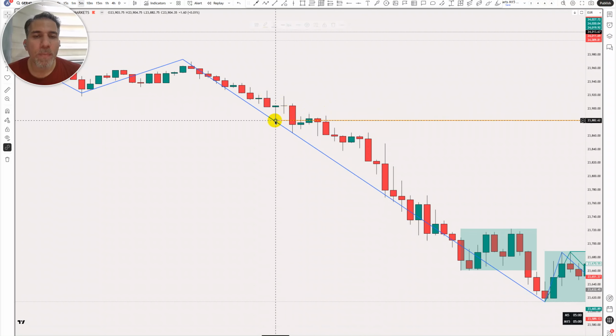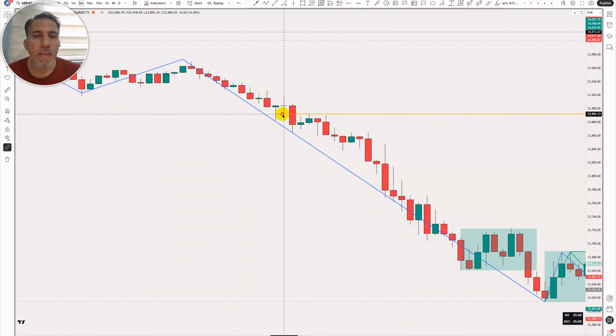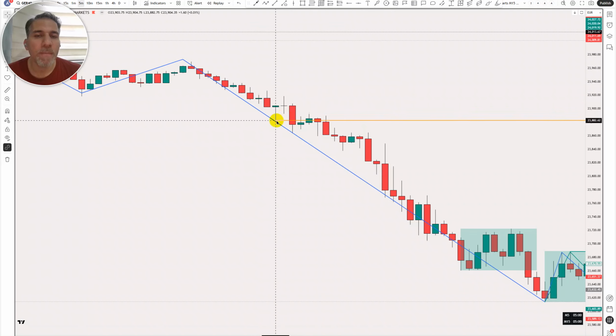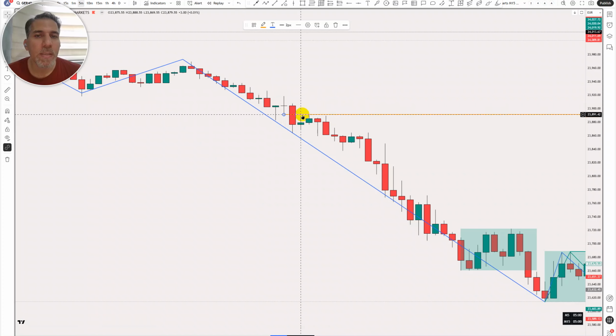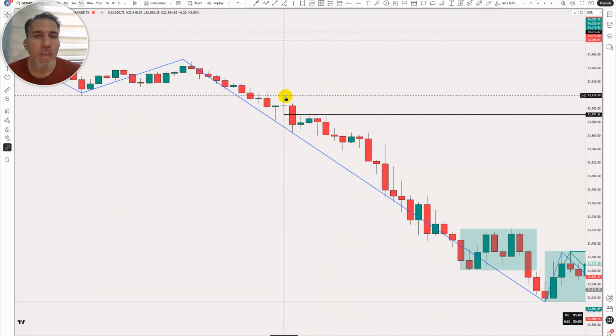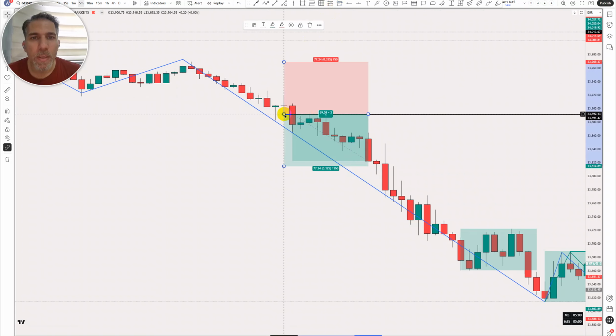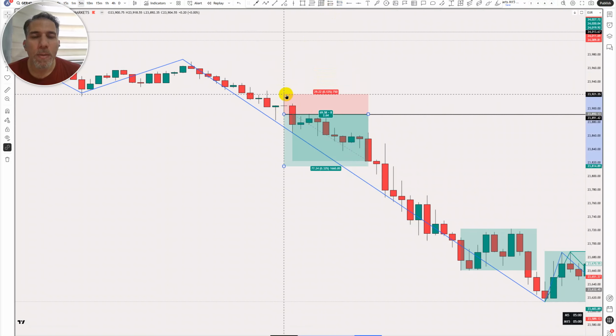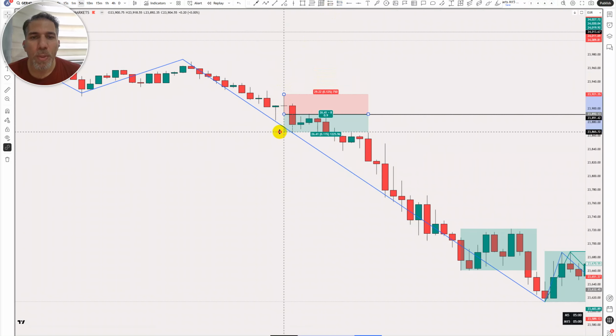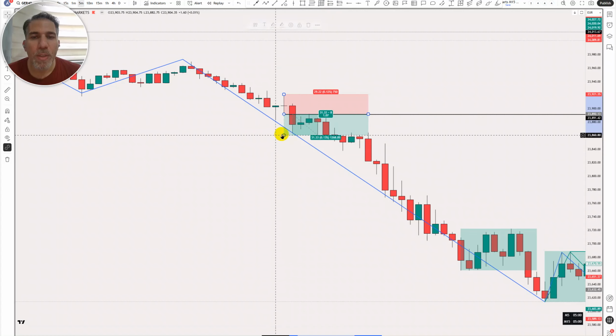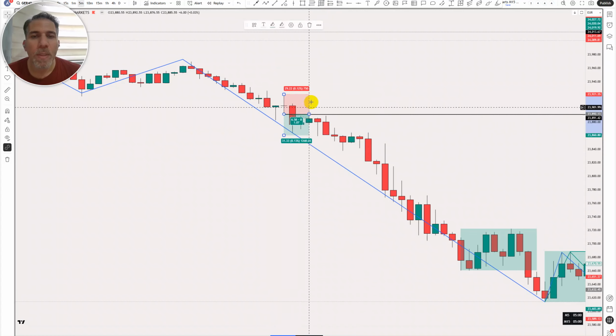So this low is lower than the second low, which is higher than this one. It is taken in this zone. Let me just say, okay, here. If you put your stop here, the stop is behind this one. Okay, so you can go for 1 to 1 here, like that.